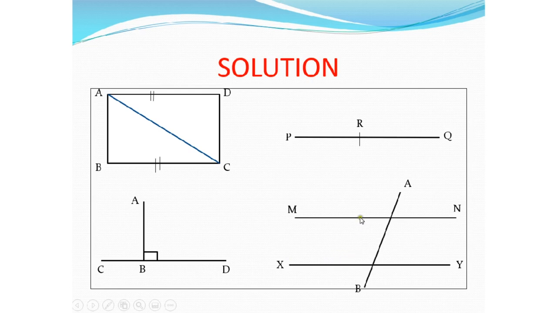Number four, line MN is parallel to XY. You could see that the distance between these two lines is constant. It is equal at each and every point. If it is 2 centimeters, it will be 2 centimeters all over. Then this is the line AB, the line cutting two parallel lines.